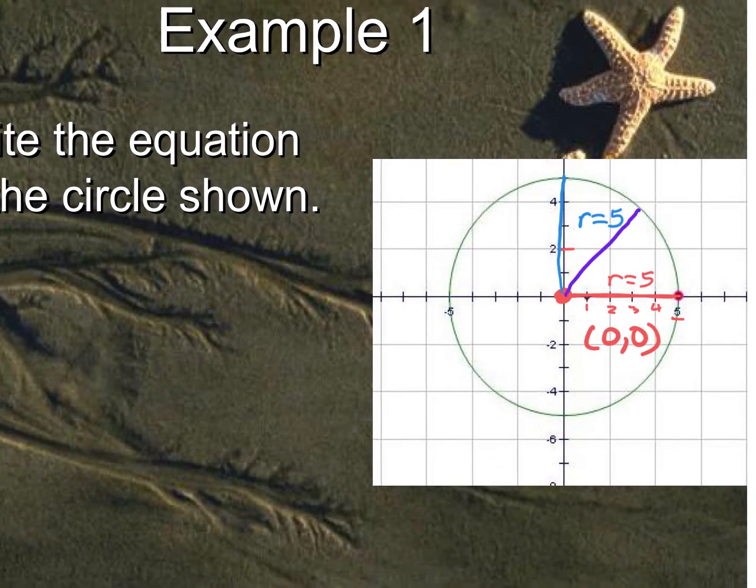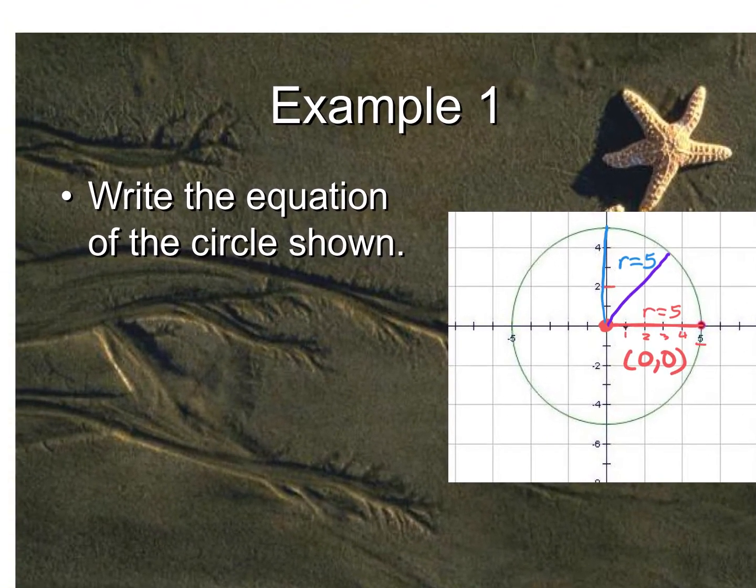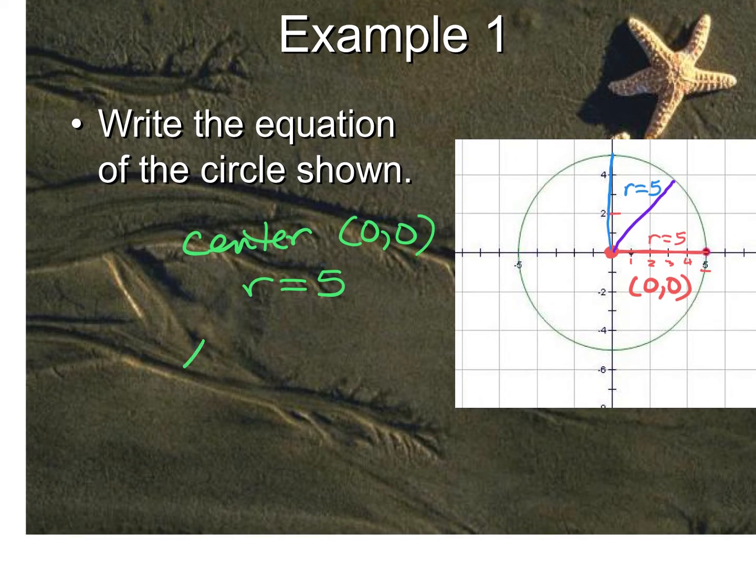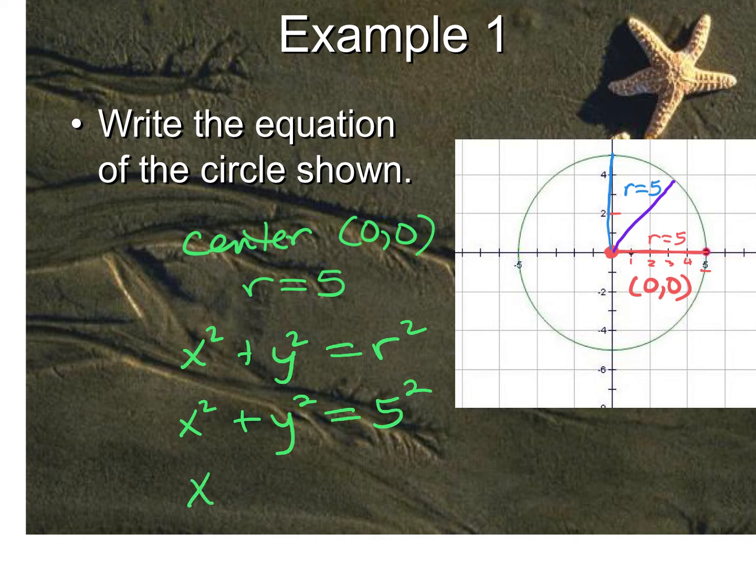So now that I found the radius length, and I also confirmed that my center was at the origin, I can go ahead and fill it into my standard form. So this has, again, the center at 0, 0 with a radius length of 5. So I'm going to plug it into x squared plus y squared equals r squared. X squared and y squared stay the same. My r is 5. I need to square it, and the final answer is x squared plus y squared equals 25.